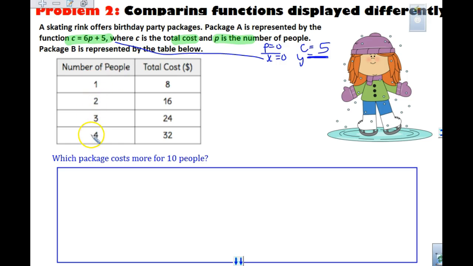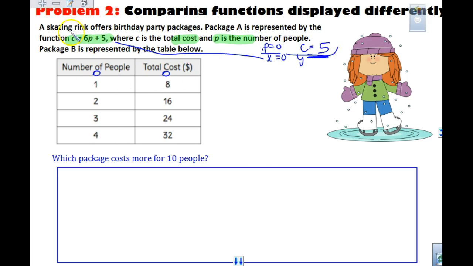In this table, this is package B that they offer us. If I have one person, it costs me $8, 2 is 16, 3 is 24. What's our pattern? Each time we are adding 8. So what would 0 be? 0. So this one isn't 0, 0. What is my slope? In this one, my y-intercept, when it's 0, is 5, different than 0, 0.